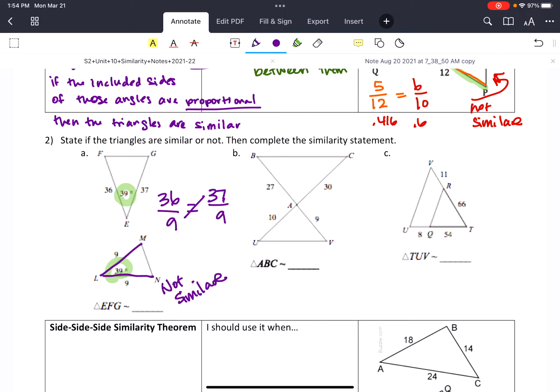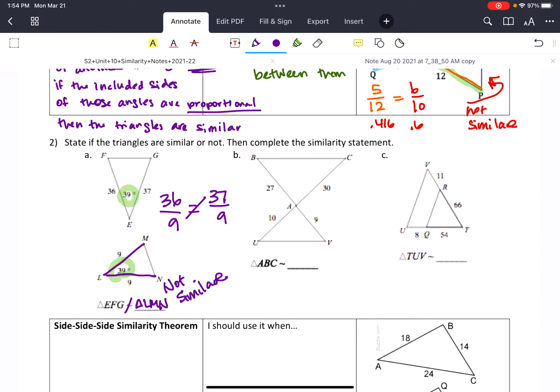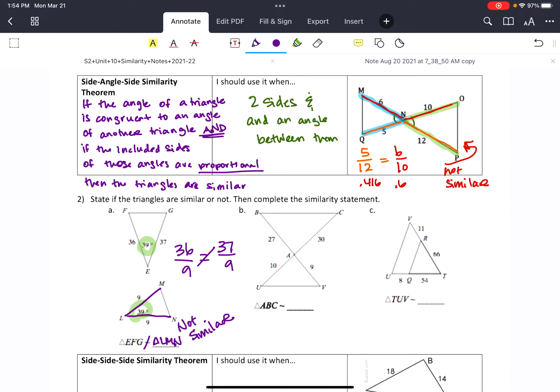Okay, and then we're going to match, and because it's not similar, it doesn't matter which direction I go: L, M, N. Okay, so here on this one we've got some vertical angles. Alrighty, that looks good. Then we have a 10. That's going to match with our 27 when I flip it. Oh, well, I guess we have two ways.